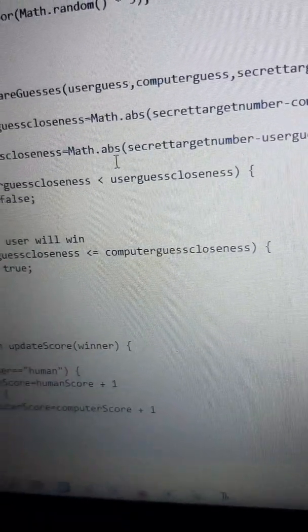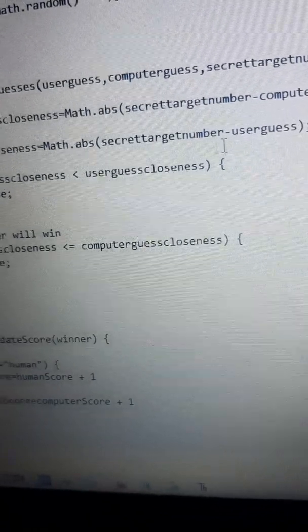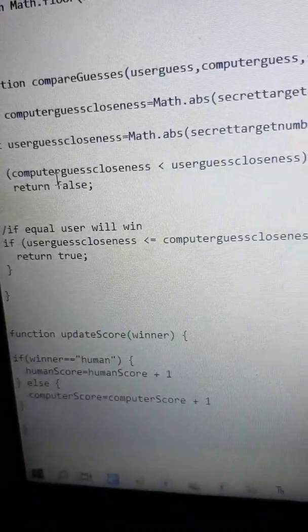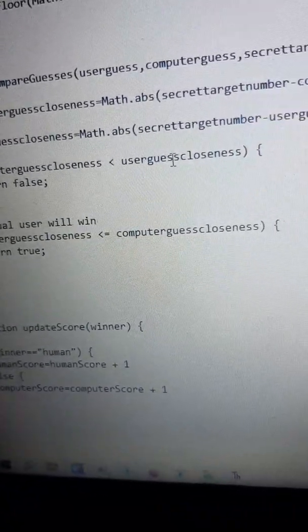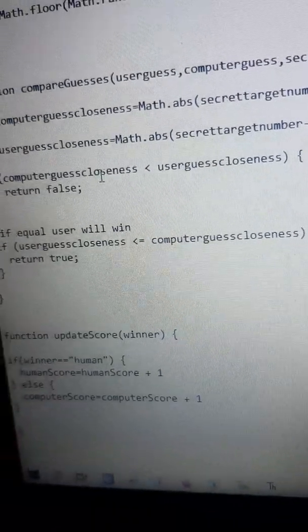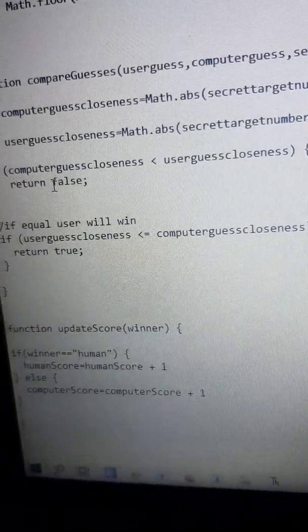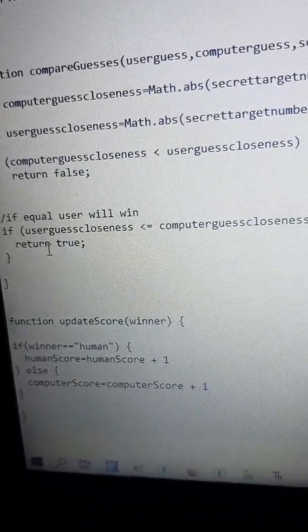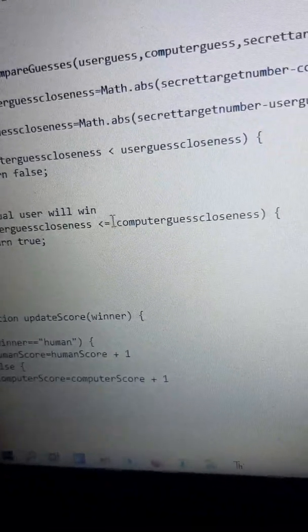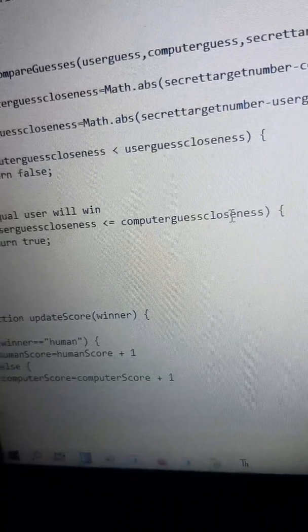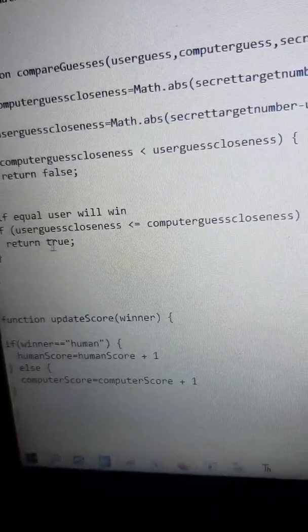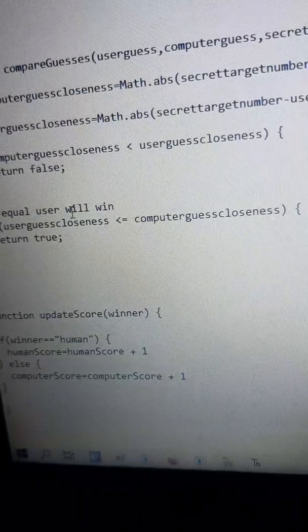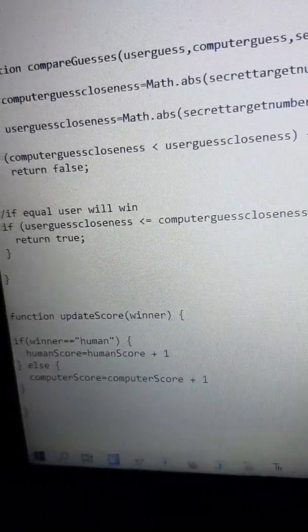Same with the user guess closeness. You have to take the absolute value of that in order to determine that. If the computer guess closeness was less than the user guess closeness, i.e., the computer was closer, you would return false, by definition of what they asked for. If the user was less than or equal to the computer guess closeness, then the user would get preference despite them being equal, and you would return true.